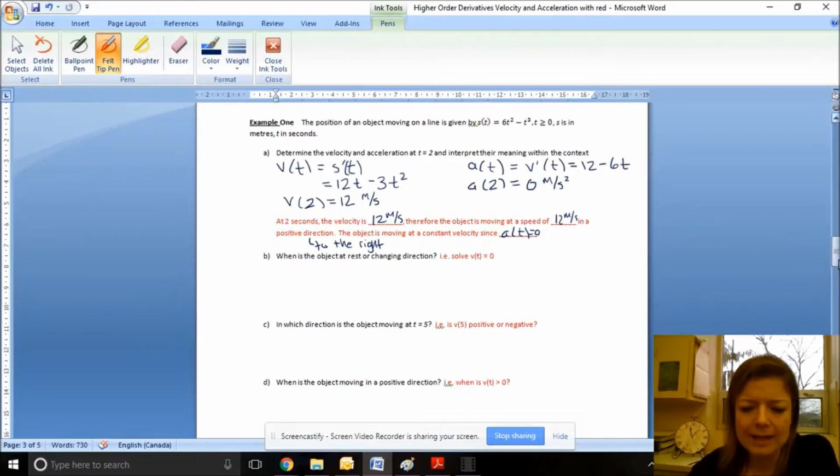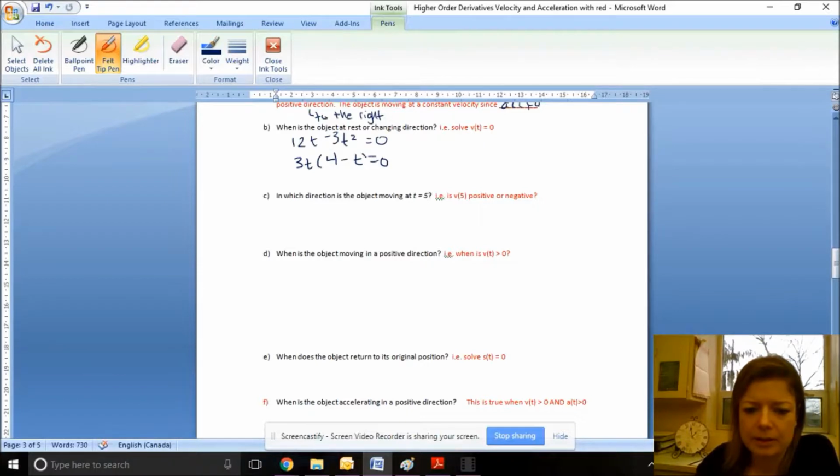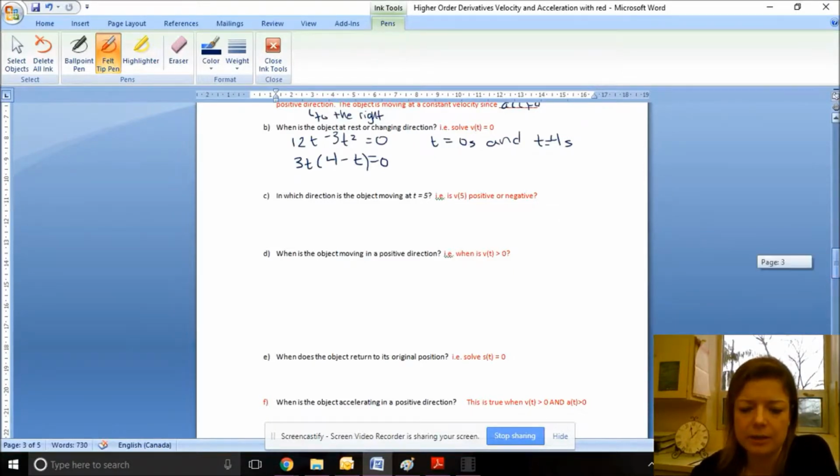Okay, so when is the object at rest or changing direction? Well, that would mean that velocity is 0. So we set our velocity, 12t minus 3t squared, equal to 0. We can factor out 3t here, and you're left with 4 minus t equals 0. So our solutions are t equals 0 and t equals 4 seconds. At 0 seconds and at 4 seconds, the object is either at rest or changing direction.